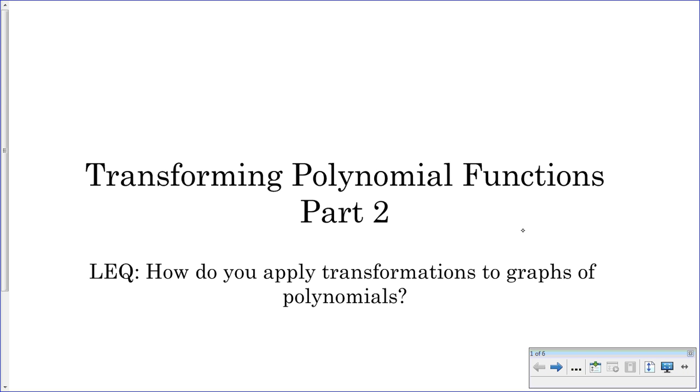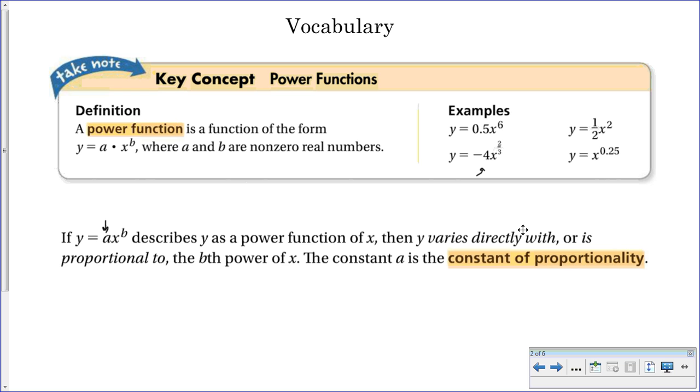Alright, in this video, we're going over transforming polynomial functions part 2. Our LEQ for this lesson is how do you apply transformations to graphs of polynomial functions. Here's your vocab. Your first definition is a power function. A power function is a function of the form y equals a times x raised to the b, where a and b are non-zero real numbers.